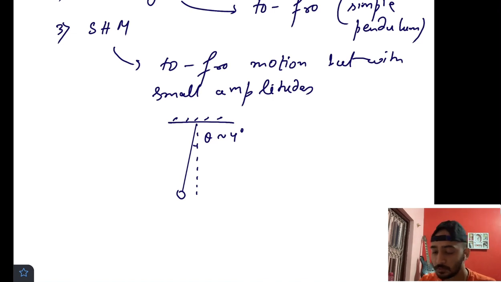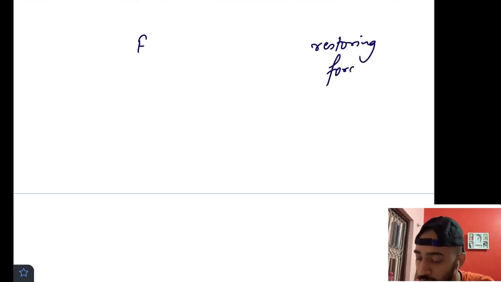Okay, so this one was the basic introduction of simple harmonic motion, but this one is just qualitative information. We would jump into the mathematics right now. So if you want to subjectify the whole oscillatory and simple harmonic motion in a mathematical sense, you need to say that, as you can understand, for to and fro motion there must be a restoring force. What kind of force? A restoring force.